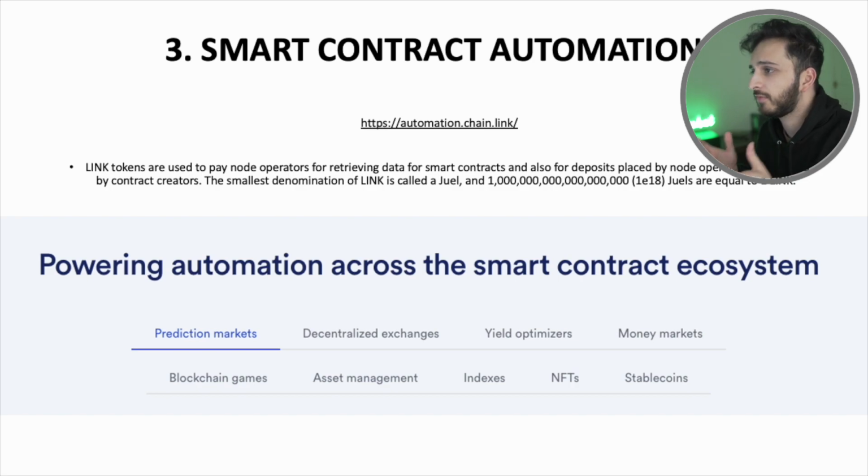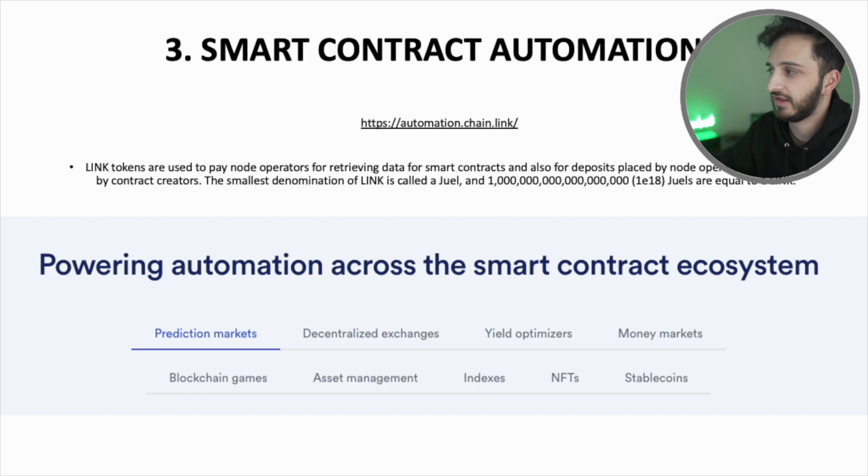The third thing is smart contract automation. So, all these smart contract applications like prediction markets, decentralized exchanges, yield optimizers, you can read all of this on the screen yourself. These asset managements and indexes and stuff, well, they need constant oracles to basically automate their smart contracts. So if you're a decentralized exchange, you need to constantly know what the price of these assets are. You need to know what the price of Ethereum is, USDC, your stable coins, etc. And essentially you can actually automate this.